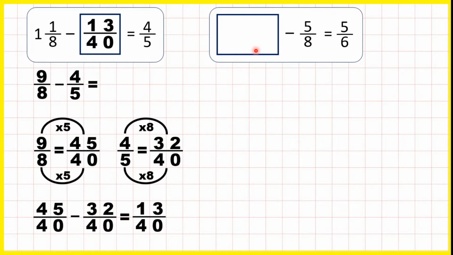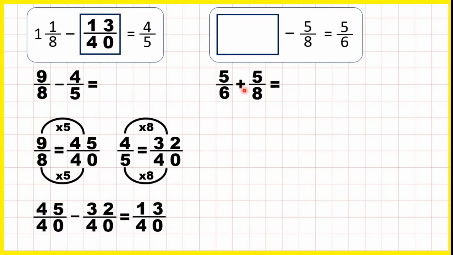Now for this problem, it's the first number in our subtraction that's missing. And we know that subtraction problems can be read backwards as addition problems. So to find this missing number, we're going to use the inverse operation. We're going to add 5/6 and 5/8, and that will give us our missing fraction.